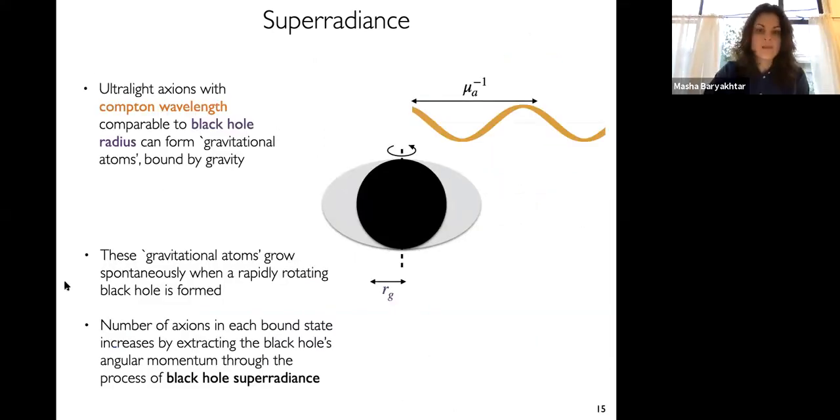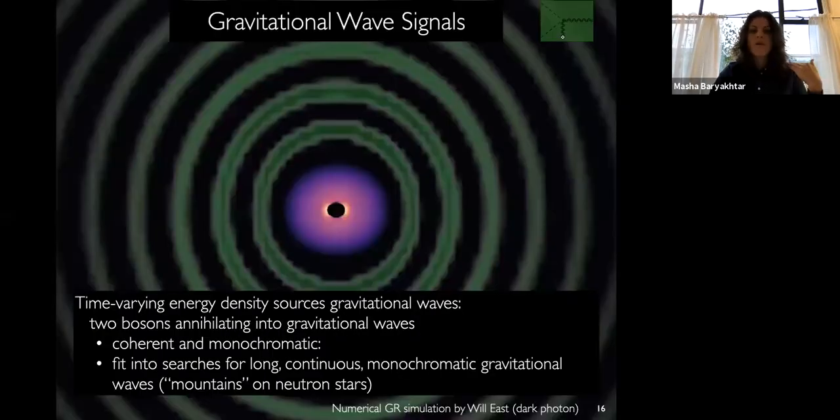So just to summarize quickly, these ultralight axions, when their Compton wavelength is comparable to the black hole size, can form these gravitational atoms bound just by the gravitational interaction between the two masses. And these atoms grow spontaneously when a rapidly rotating black hole is formed. And the number of axions in each bound state increases by extracting the black hole's angular momentum through superradiance, and it can also emit gravitational wave signals.